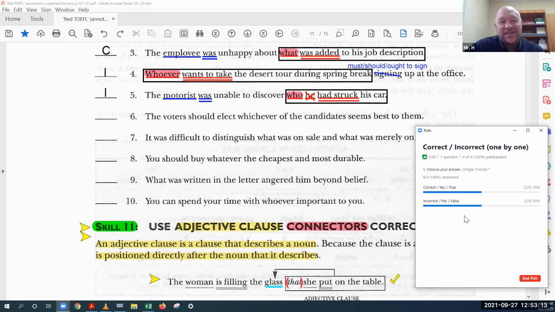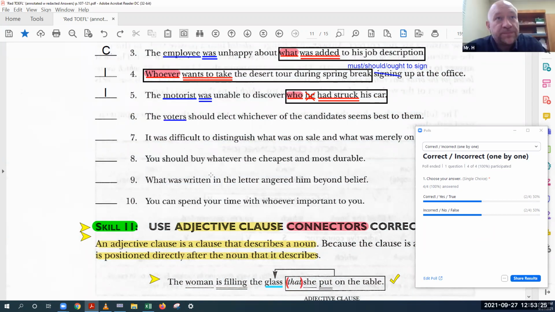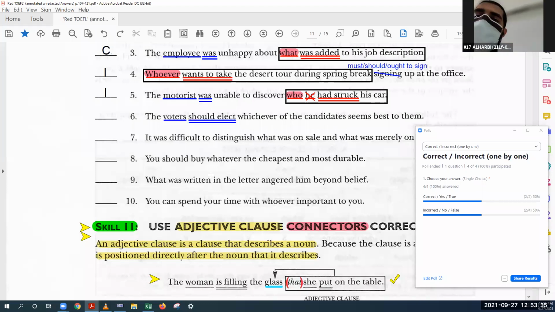All right. So let's take a look at this one. Find the subjects and verbs. The voters is the first subject. All right. Then should elect. Should elect is the first verb. That's right. Continue. Whichever, the second subject and connector. That's right. It is the subject and a connector.